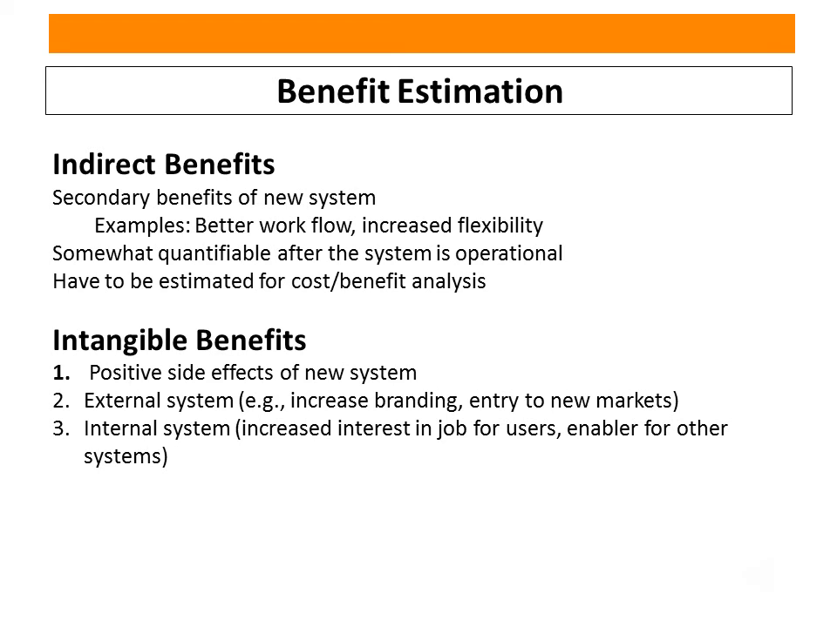And what is the role of your internal system? The internal system is used for the person who increases their interest in jobs, for users, enabling other systems, and which is very often too specific to a project and not measurable even after the system is operational. And last but not least, the part of strategic decision rather than cost benefit analysis is a very important factor in intangible benefits.